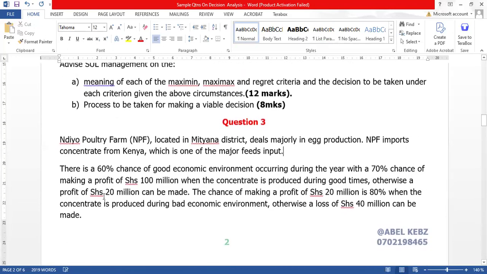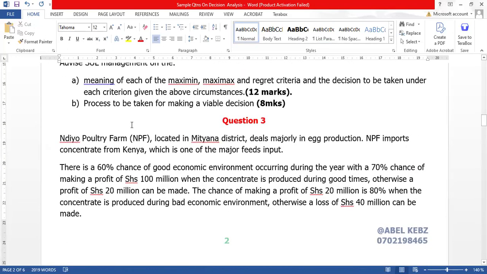Okay. They are telling us that there is a 60% chance of good economic environment occurring during the year, with a 70% chance of making a profit of shillings 100 million when the concentrate is produced during good times. Otherwise, a profit of shillings 20 million can be made.